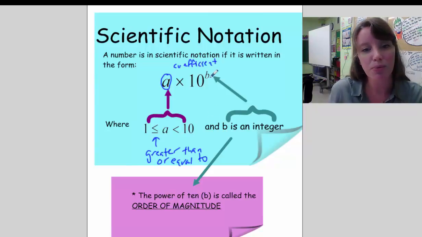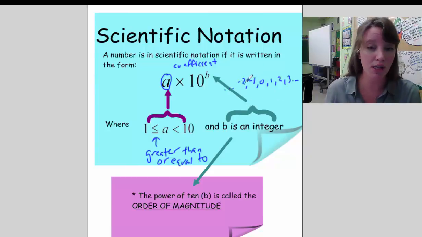Okay. Now b, this b can be an integer. We just learned about integers. Integers are the whole numbers, right? And their opposites. Dot, dot, dot. So the next lesson is going to be what happens when b is a negative power of 10. This lesson we're just going over when b is positive.